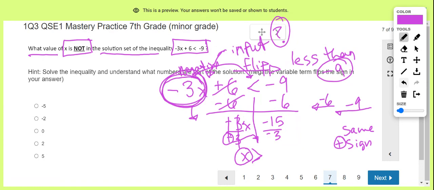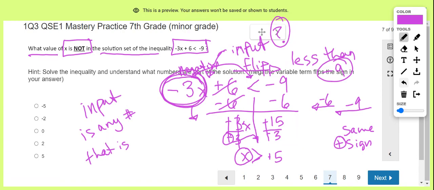Okay, so 15 divided by 3 is 5, and then a negative divided by a negative is positive. So the input is any number that is greater than 5.